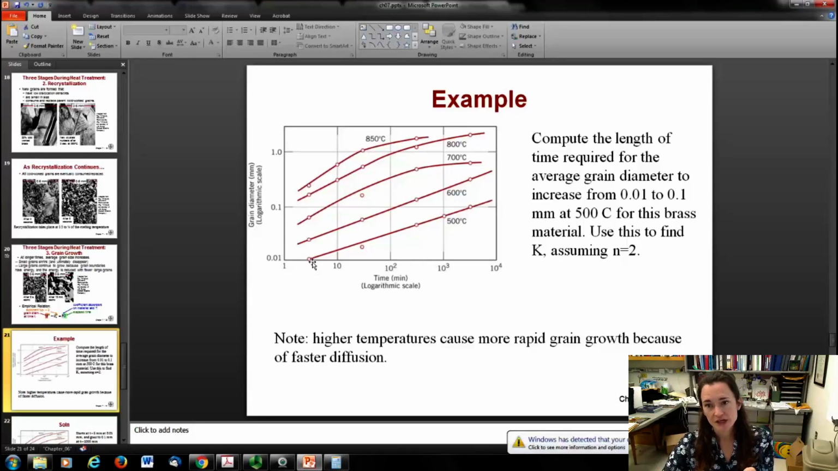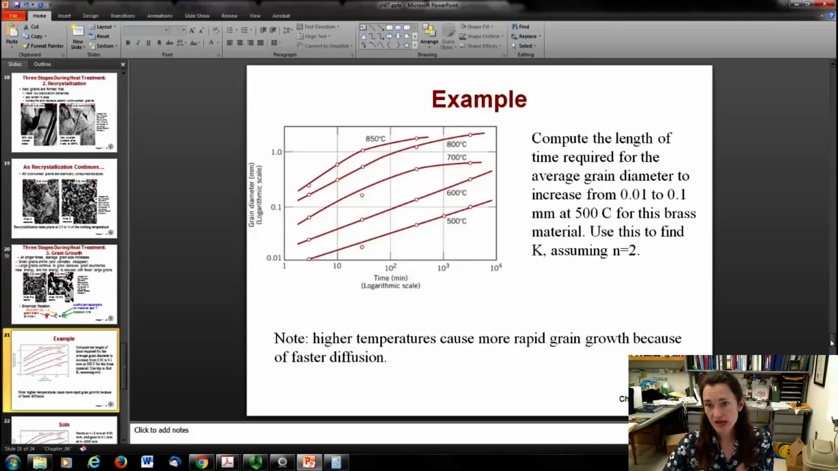Okay, now it goes from 0.01 to 0.1. 0.1 is the next line up here, and if you look at the intersection of our 500 degrees C curve with the 0.1 point on the graph, it looks like that happens at about 5,000 minutes or so. So we've got an elapsed time of about 5,000 minutes from our beginning, from 0.01 to 0.1. Okay, so that's the time interval that I'm going to use.